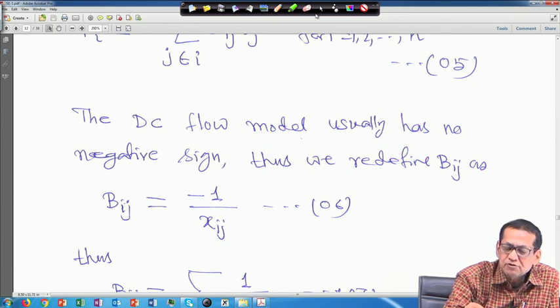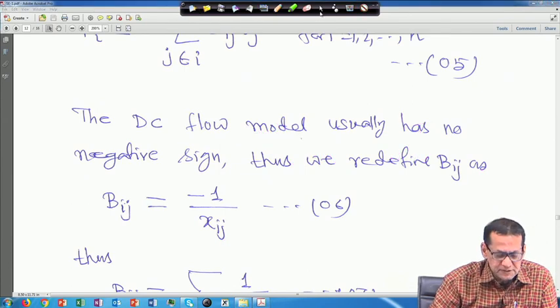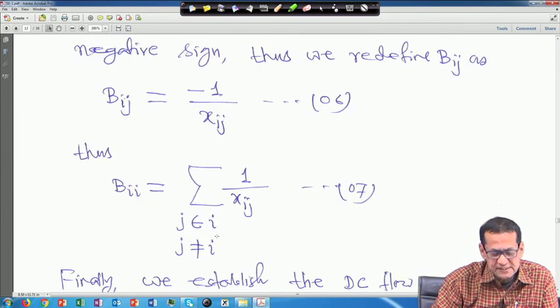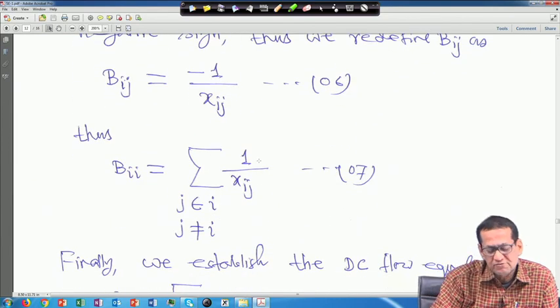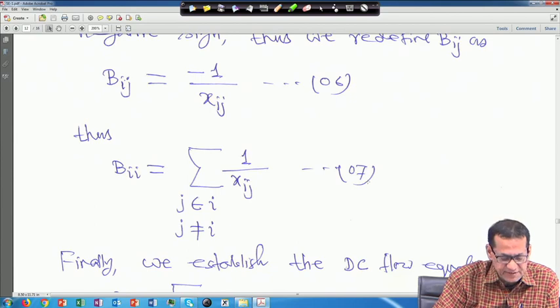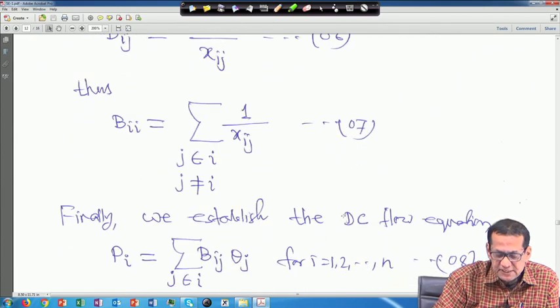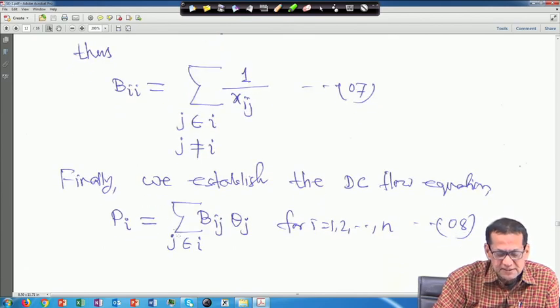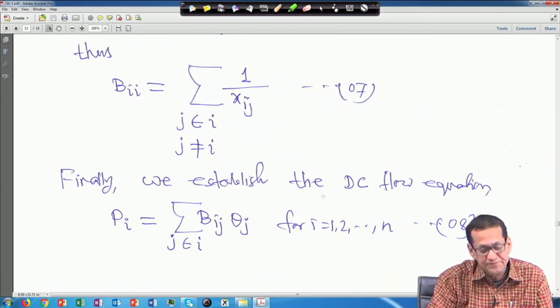So, if you do so, then you can make it that B_ii will be just sum over j belongs to i, j not equal to i, of 1 upon x_ij, this is equation 7. Finally, we establish that the DC flow equation will be P_i equal to sum over j belongs to i of B_ij theta_ij for i equal to 1 to n.